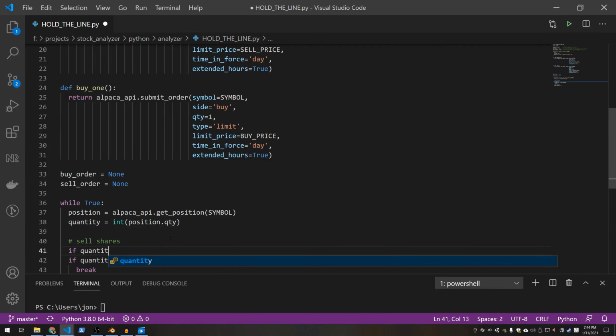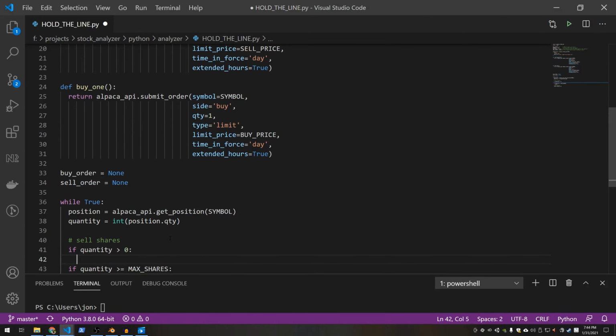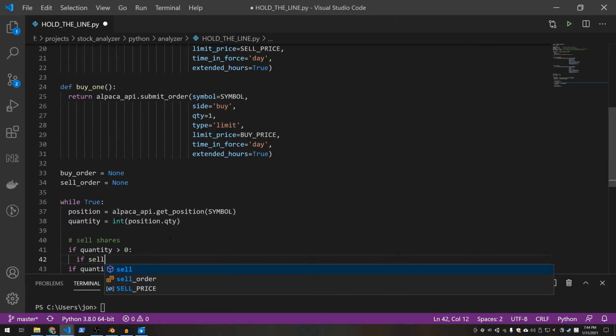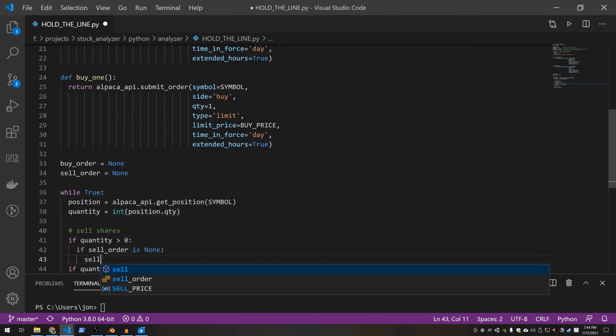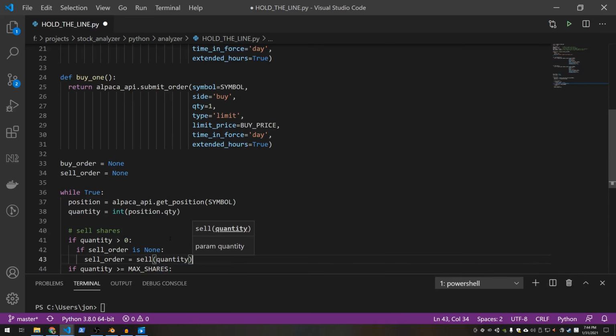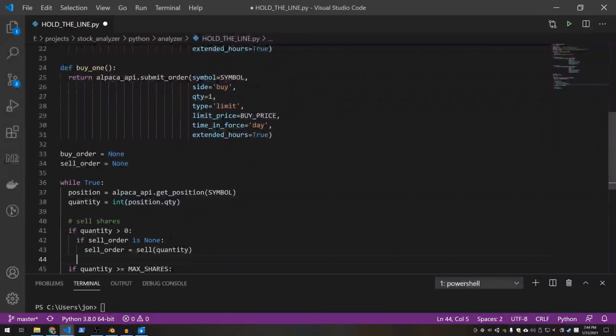Now to sell shares, we first want to check if our quantity is greater than 0, because it doesn't really make sense to sell 0 shares. If our sell order is currently none, this means we need to set up our sell order. So it's just going to be equal to selling the entire quantity of our shares.